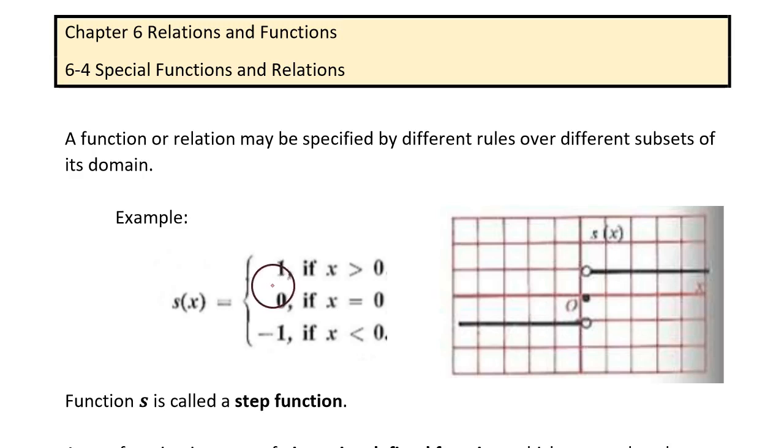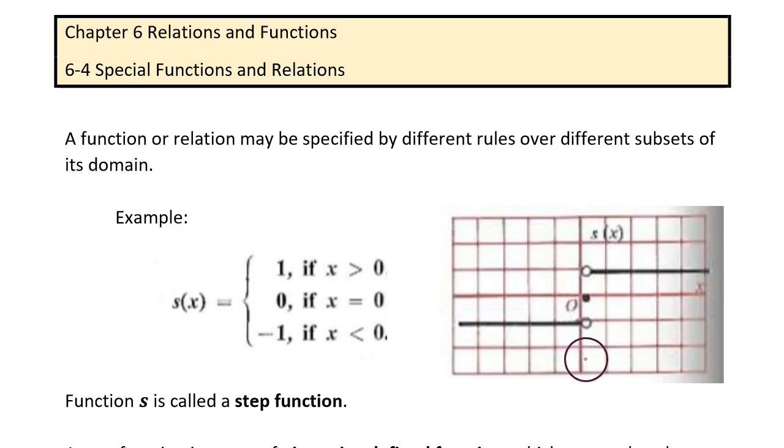Sometimes function s is equal to 1, but only when the domain is x is greater than 0. Sometimes function s equals 0, but only if x equals 0. And sometimes the value of function s is -1, but only when the domain is x is less than 0. So function s takes on 3 different values depending on what the value of x is. We can see the result in the graph.